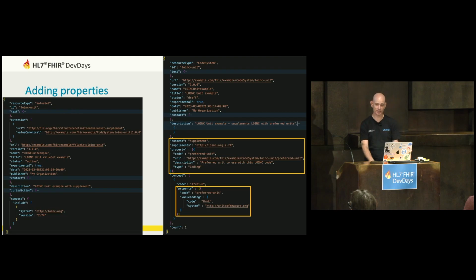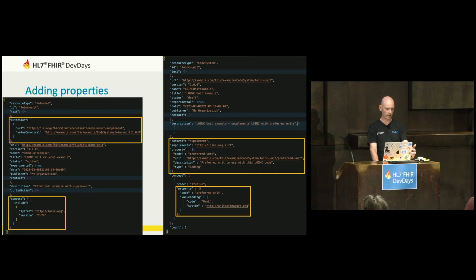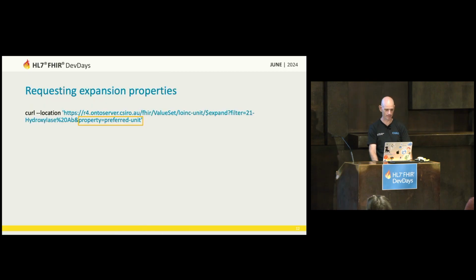Once again, we'll need a value set to be able to make this work. So this value set just says that it includes everything in LOINC 2.74, and it has the same extension that we mentioned before, which you can also use the useSupplement parameter that I previously mentioned as well in R5. So let's have a look at what an expansion looks like with that.